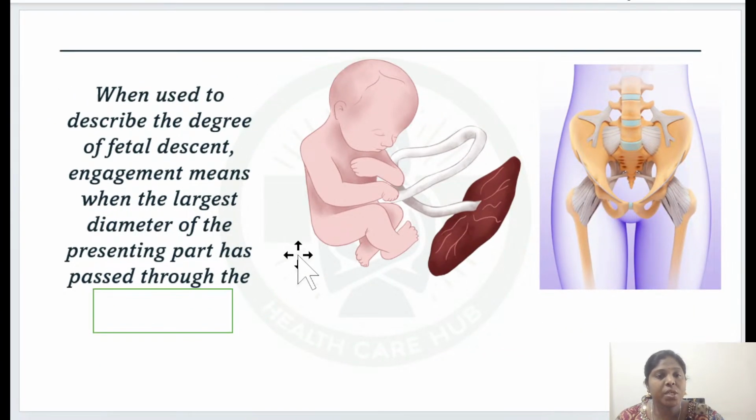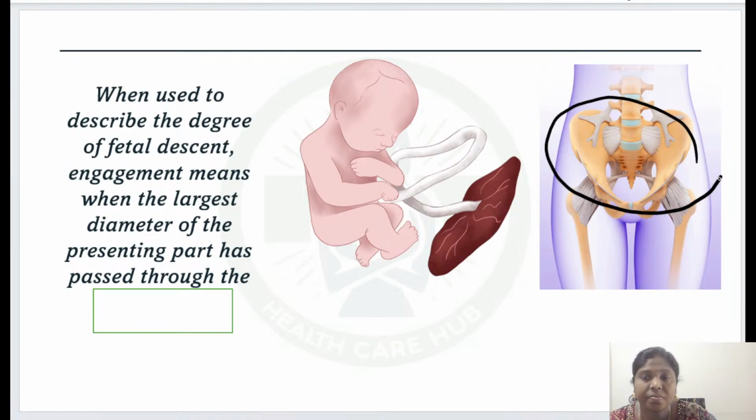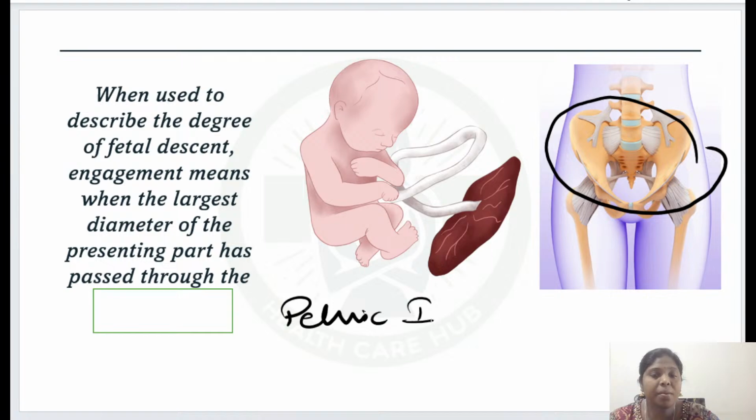Next question. When used to describe the degree of fetal descent, engagement means when the largest diameter of the presenting part has passed through the, so the largest diameter of the presenting part may be head, face, mentum or chin, face presentation or frank breech presentation. So the presenting part has to pass through this particular area, which is called as what? Whether it is called pelvic inlet or pelvic outlet.